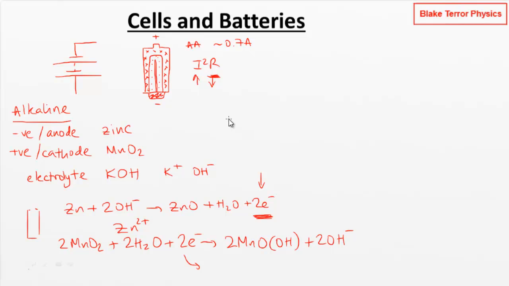So you're going to want a larger battery. You're going to want a D cell or something like that. If you've got a D cell, it's just bigger, so we've got lower internal resistance. So that's how your alkaline battery is working.